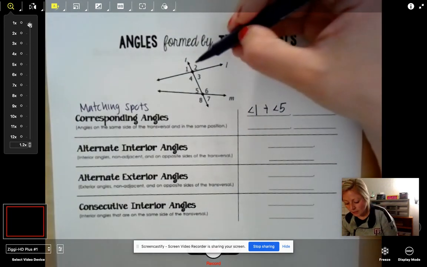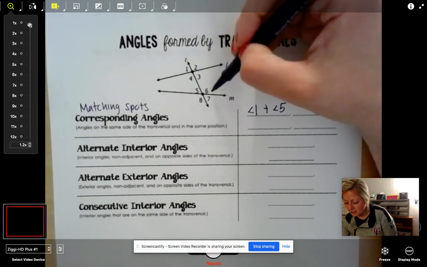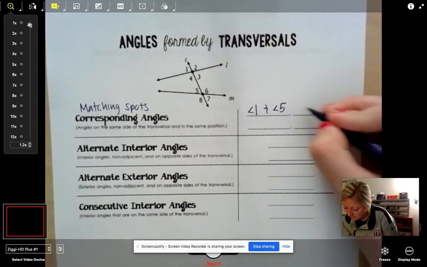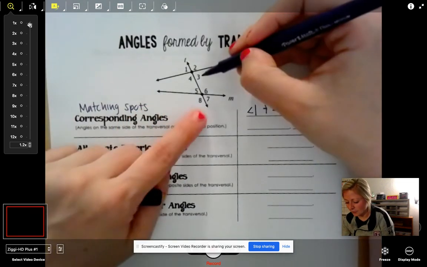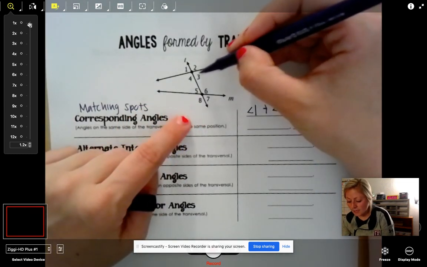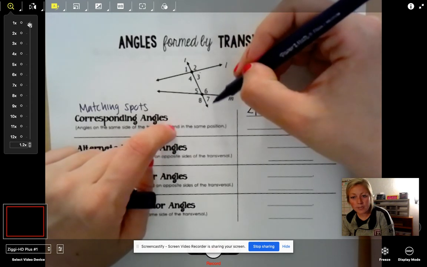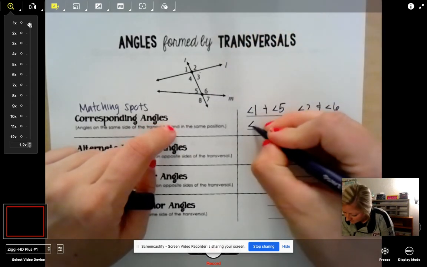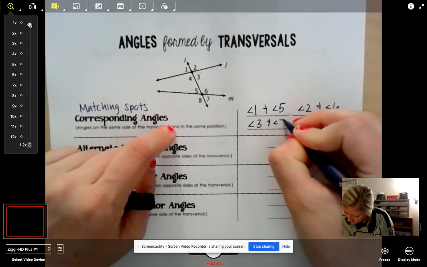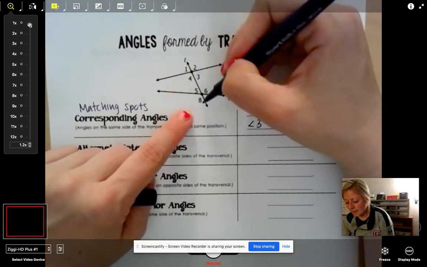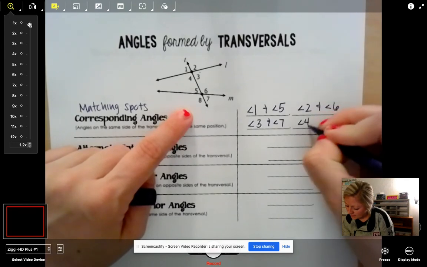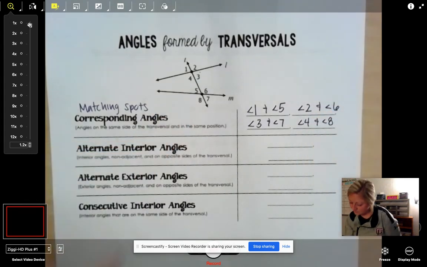Now if we go around, angle 2 matches what down here? Angle 6. If we keep working our way, angle 3 is in the bottom right corner. What's in the bottom right corner down here is angle 7. If we keep going around, angle 4 matches what? Angle 8. Corresponding angles are in matching spots.